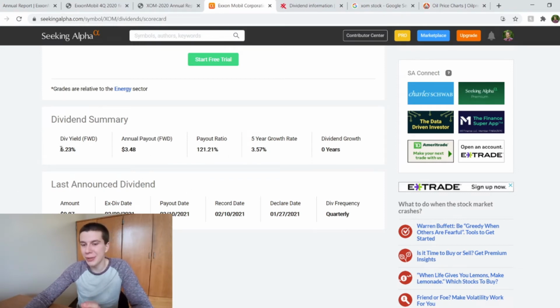Right now the dividend yield is about the only number that's pretty great, around 6.23%, which is an annual payout of $3.48. The payout ratio there is 121%, and their dividend growth rate over the last 5 years is only 3.57%. And Seeking Alpha says they have a dividend growth of 0 years. They are a dividend aristocrat though, and they have been raising their dividend consistently.